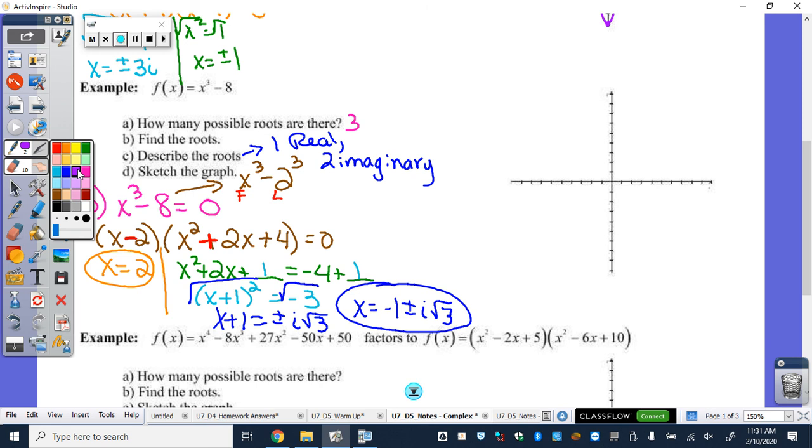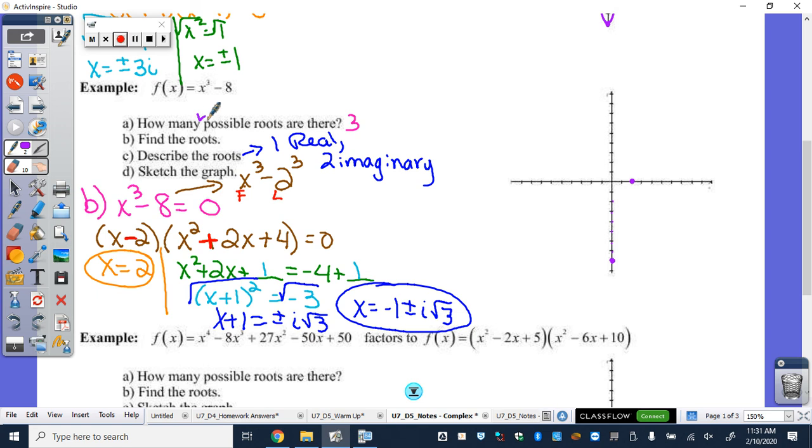So the next part, sketching the graph. Again, not too much we can go off of. We have our root at positive 2, so I'm going to put that on there first. Looking at our equation, what is our y-intercept? Negative 8. So 1, 2, 3, 4. And then we got our imaginary roots. That's not going to really do much for us.